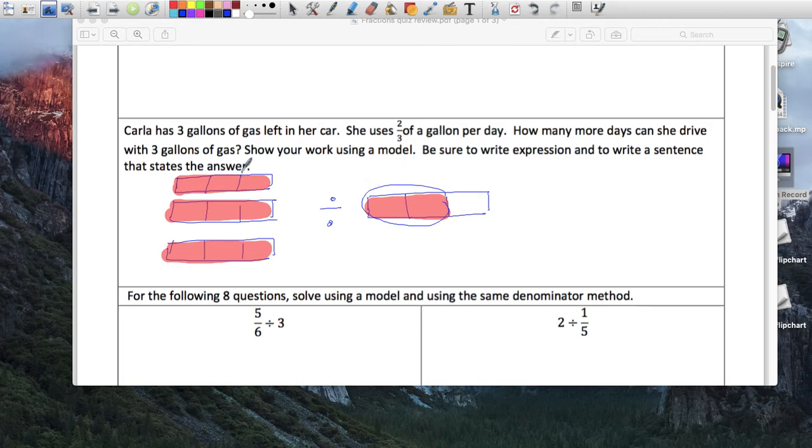Well, this she would use in 1 day, so it would be 1 day, 2/3 of a gallon. Another day she would use another 2/3 of a gallon, so that'd be 2 days so far. She will then use these 2/3 as her third day, and her fourth day she will use this. So for sure she can drive for 4 full days. And then the next one, can I make another group of 2? I can't. I can make a group of 1 out of the 2 I was trying.